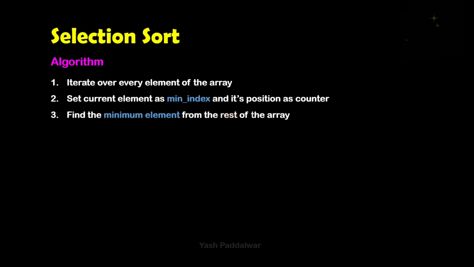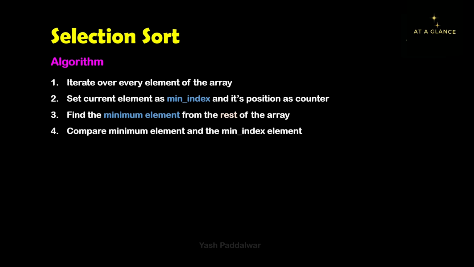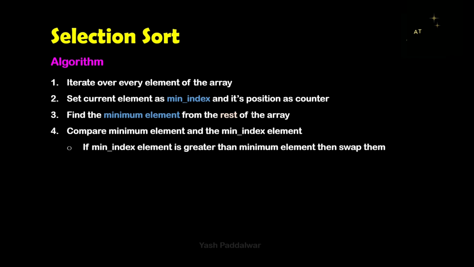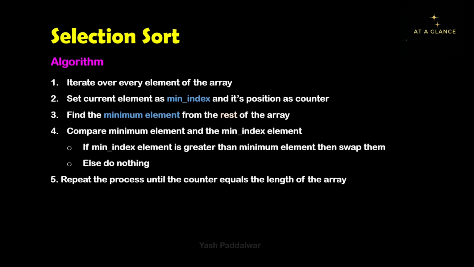Now keeping the min index aside, we need to find the minimum element from the rest of the array. And once we find the minimum element from the rest of the array apart from min index, we need to compare the element which we got as minimum from the rest of the array with the min index element. Now there are two possibilities. If the min index element is greater than the minimum element that we found out from the rest of the array, then we need to swap them to get ascending order. Else we need not do anything.